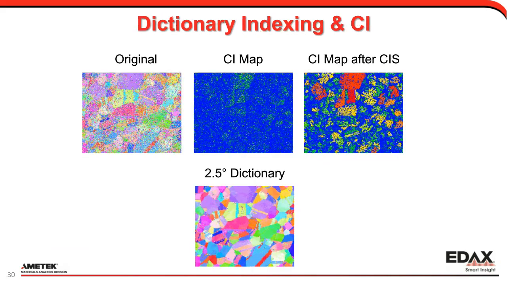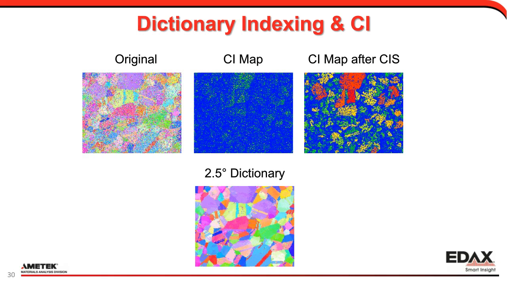Now, as I mentioned, these dictionary calculations do take some time compared to the Hough, even though they are getting faster with other techniques, which I will mention later. But here's an original scan that I've done, and then I went and did the dictionary on it after. So the original is the Hough-based, the standard Hough-based approach. The 2.5-degree dictionary you see there. You can see the CI map is really poor for this data, as you might expect.